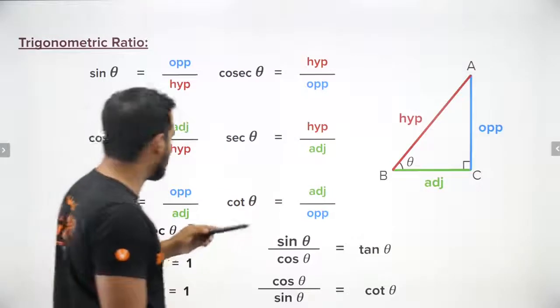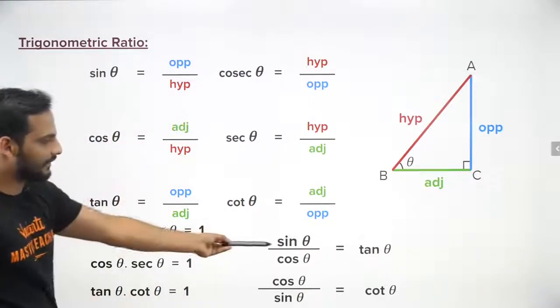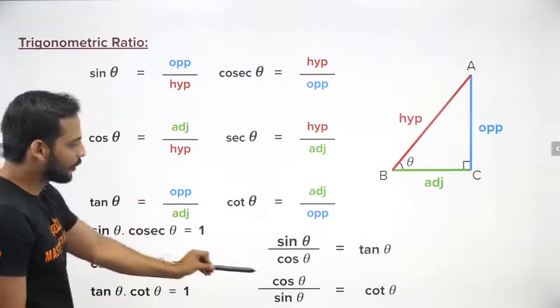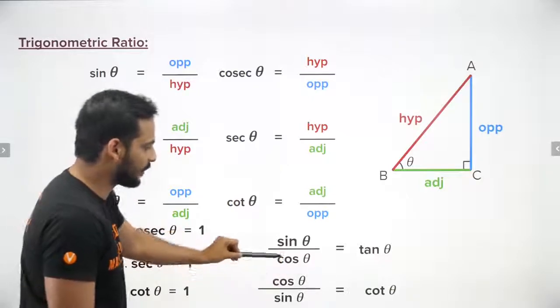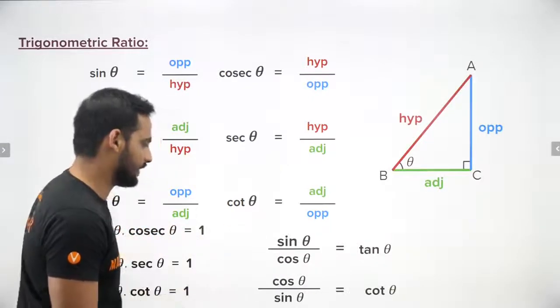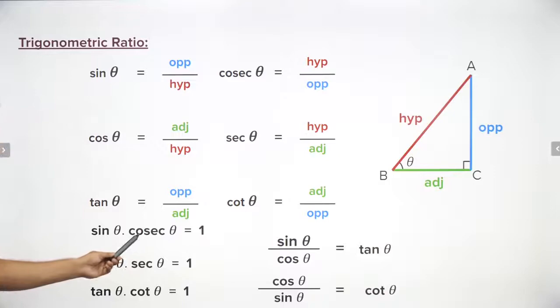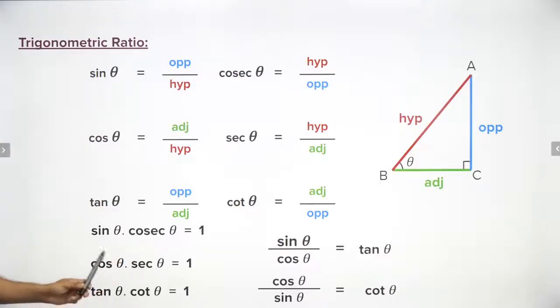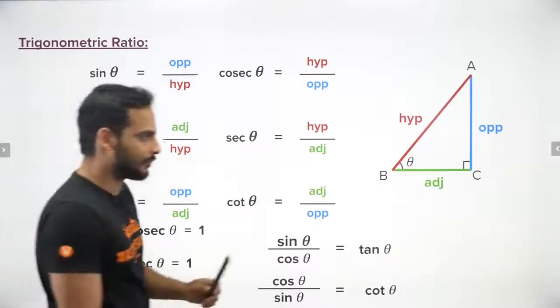One more thing you should remember: sin theta upon cos theta will give you tan theta, and cos theta upon sin theta will be cot theta, because the reciprocal of tan theta is cot theta. Sin and cosec are reciprocal, cos and sec are reciprocal of each other, tan theta and cot theta are reciprocal of each other.